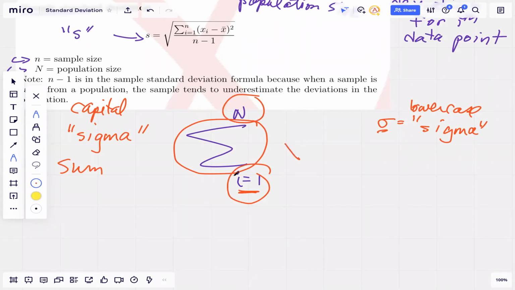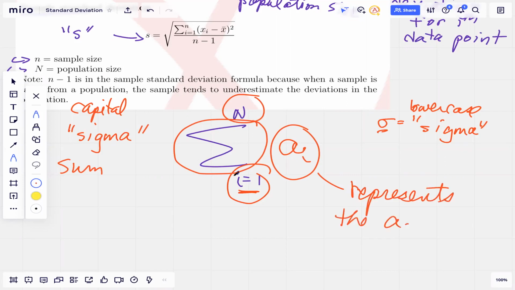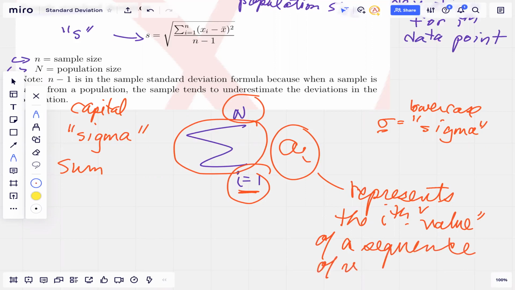So if we were to put, this is just an example, let's erase that and let's instead put a sub i. So a sub i represents the ith value of a sequence of values. What does this sequence look like?